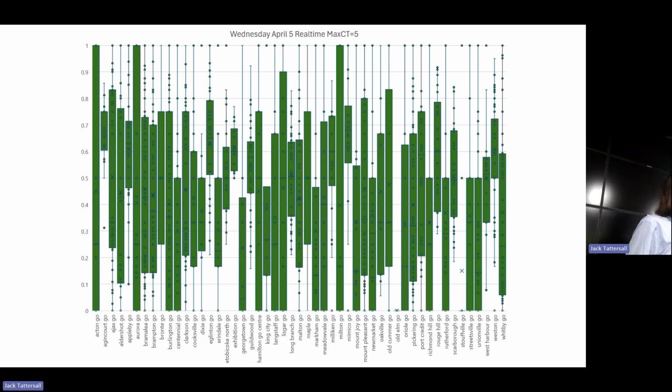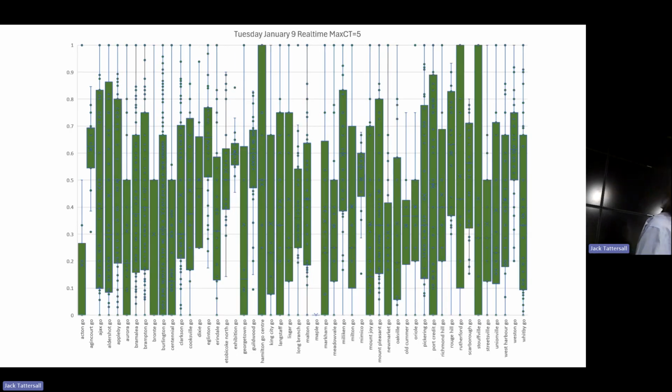So at a 5-minute connection window, you can see the upper and lower quartile range of most connections at GO Rail stations have shifted downwards. And this is true even for GO stations within the city of Toronto that are connecting to quite high-frequency bus services like Exhibition GO and Agincourt GO. You see similar results on Tuesday, January 9th, but even more pronounced, suggesting that the impacts of the snowfall might have been more noticeable at a 5-minute connection window. It might have demoted more connections from being satisfactory than you saw with a 10-minute window earlier.